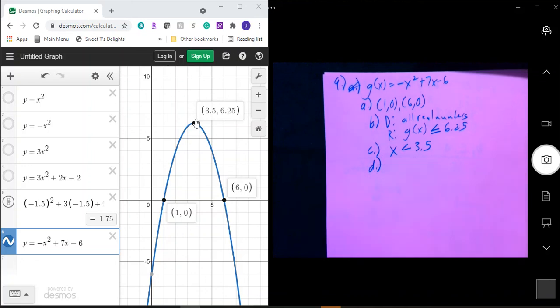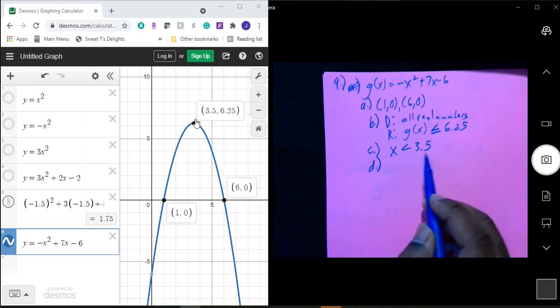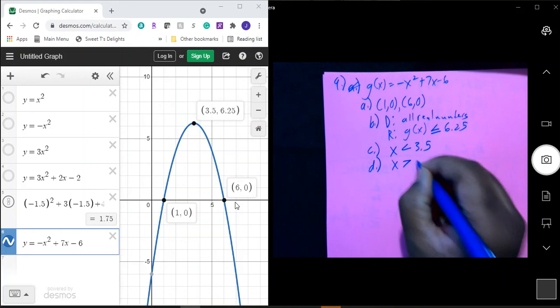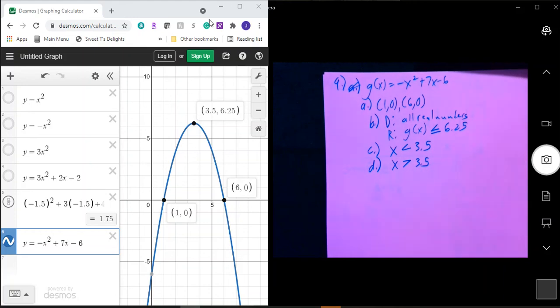Now we go to D. It says the horizontal interval over which each function is decreasing. So basically, if it's increasing when x is less than 3.5, then it is decreasing when x is greater than 3.5. Because after 3.5, we know this is 4, 5, and you notice that the values are going down, because your y values are going down. Okay, so that took care of problem number 9.